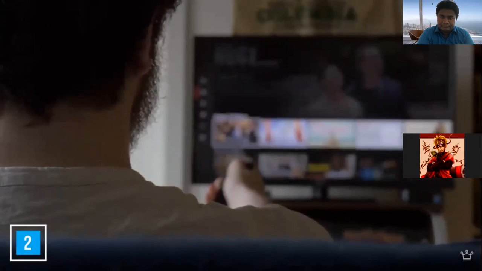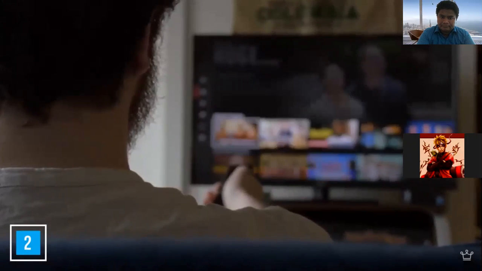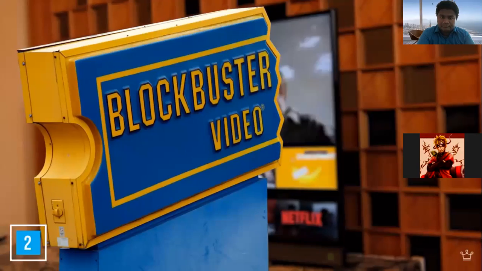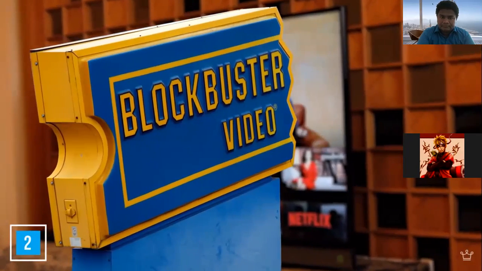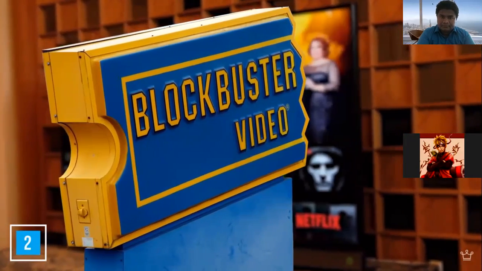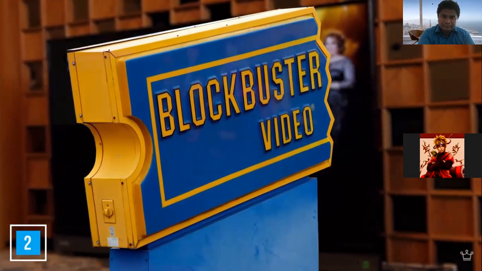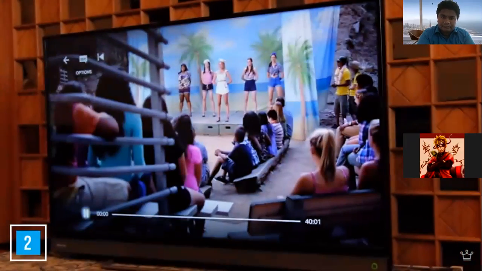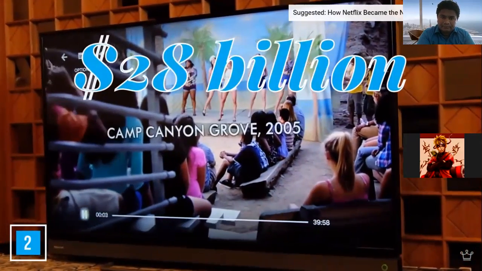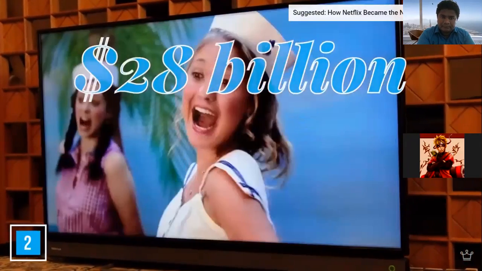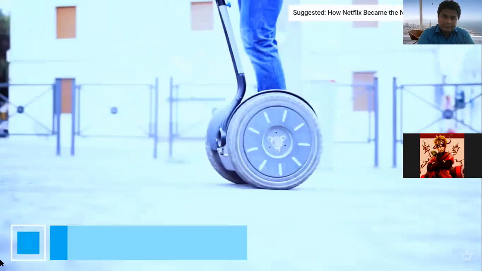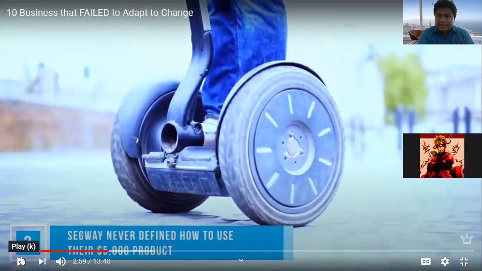Blockbuster declined an offer to partner with Netflix in 2000. Blockbuster's CEO John Antioco saw Netflix as only serving a niche market and not a mainstream business like Blockbuster. The addition of Netflix's streaming service was the final nail in the coffin, and by 2010, Blockbuster had filed for bankruptcy and continued losing brick-and-mortar stores. On the flip side, Netflix is valued at over $28 billion and is growing internationally. Number 3. Segway.